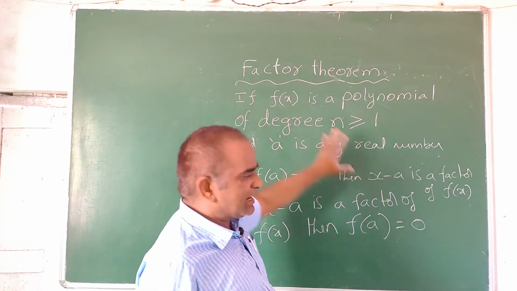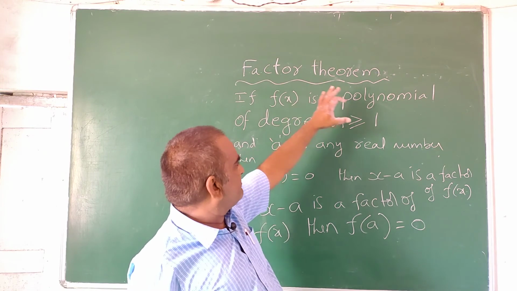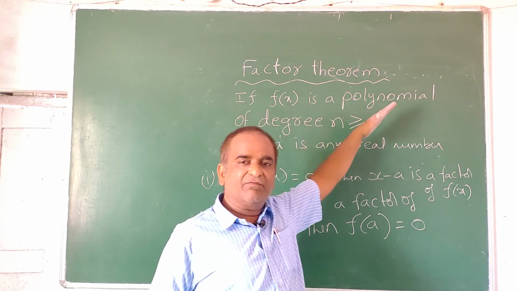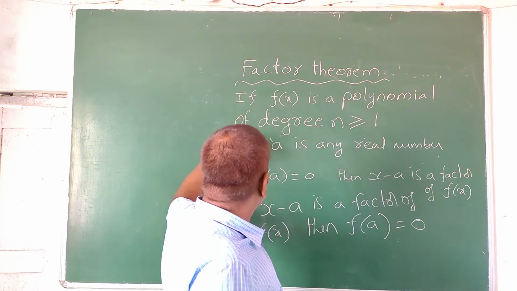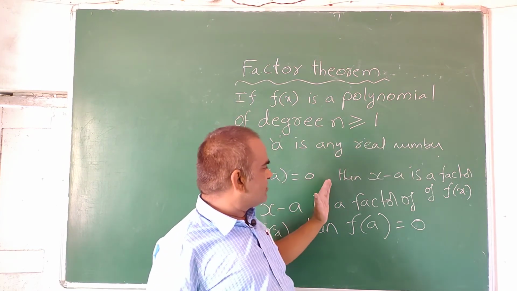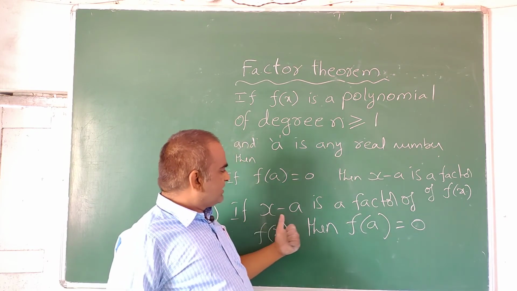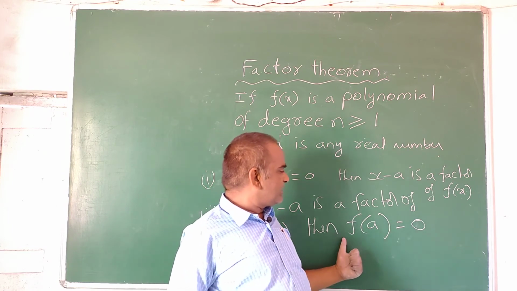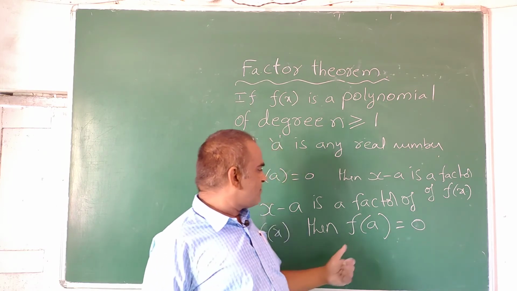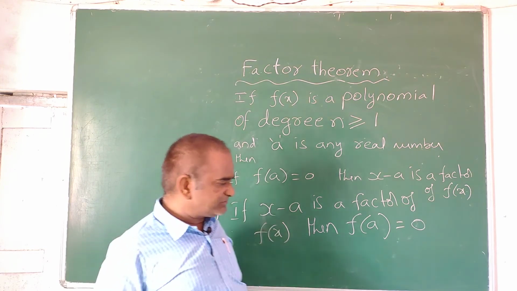Once again here I will read, you please see carefully. If f of x is a polynomial of degree n more than or equal to 1 and a is any real number, then if f of a is equal to 0, then x minus a is a factor of f of x. If x minus a is a factor of f of x, then f of a is equal to 0. So both ways we are proving. Okay.